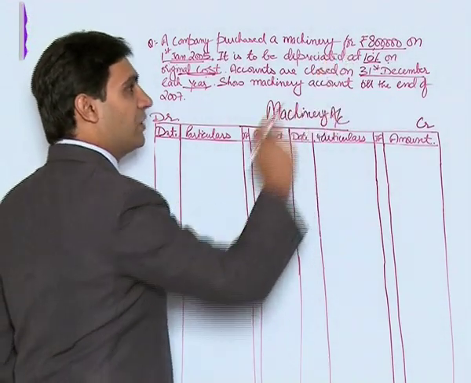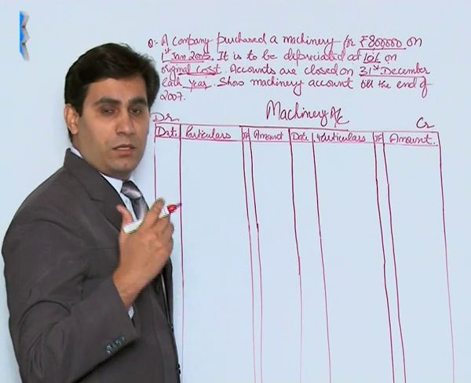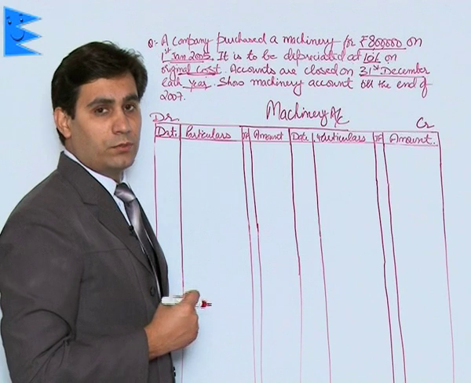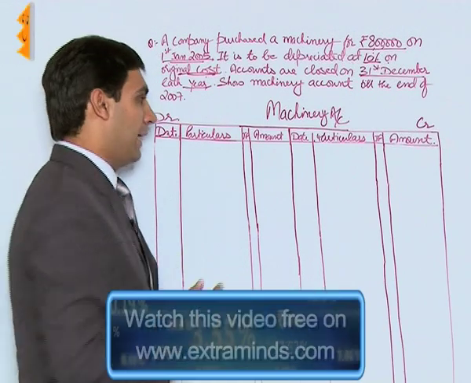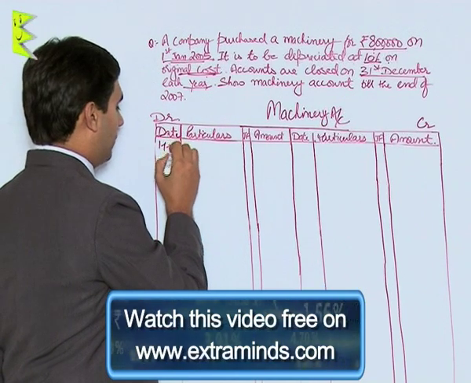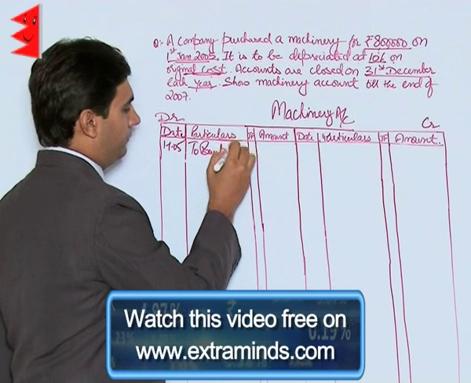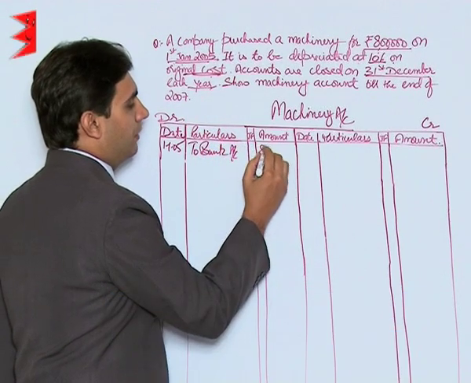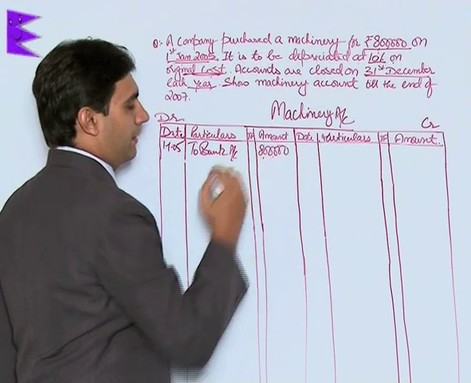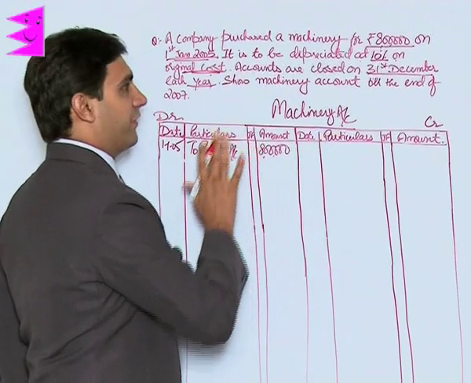Since we have purchased machinery, the entry would be machinery to bank. That is, machinery is coming in real account, so machinery account debited to bank. So machinery account on the debit side on 1st January 2005, it would be to bank account. Amount would be 8 lakhs. There is no other entry in 2005.